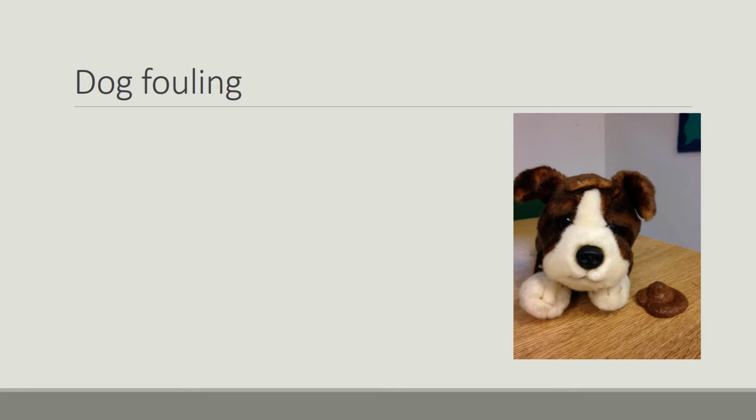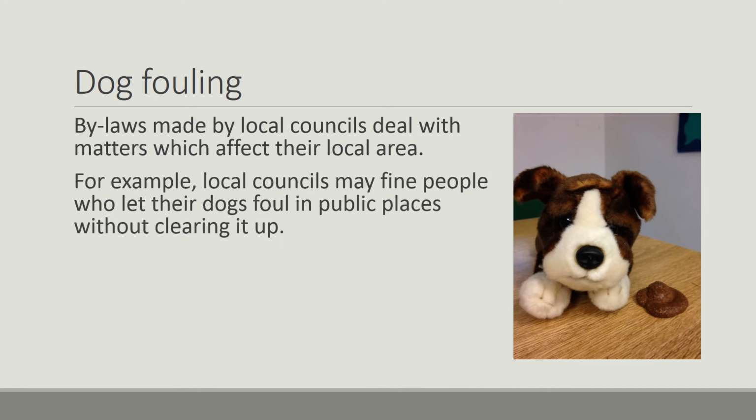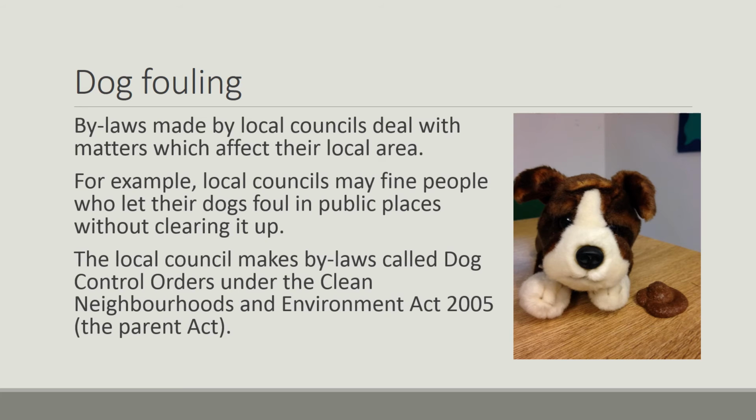Then you need to give 2 examples. Make sure you give 1 example of a bylaw made by a local council and 1 by a public body. The dog fouling example is a bylaw made by the council. So you need to say that these sorts of bylaws made by local councils deal with matters which affect their local area. So local councils can fine people who let their dogs foul in public places without clearing it up. These bylaws are called dog control orders, and they are made under the Clean Neighbourhoods and Environment Act 2005, which is the parent act.